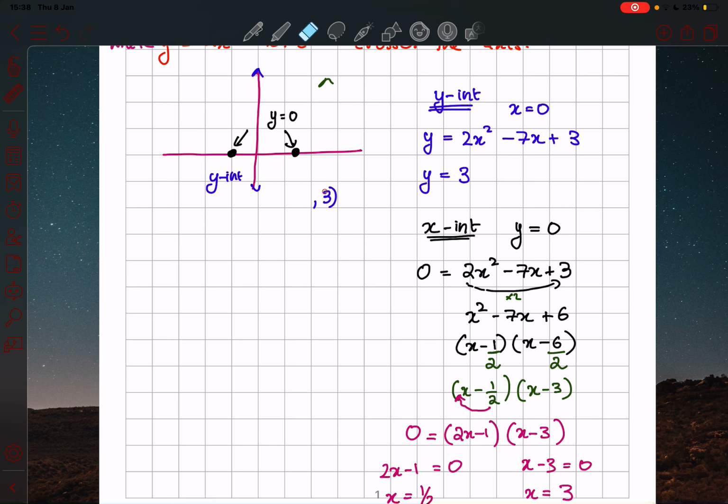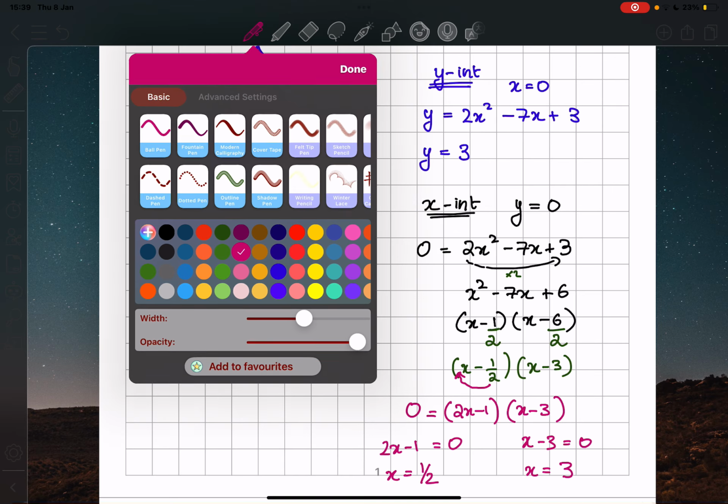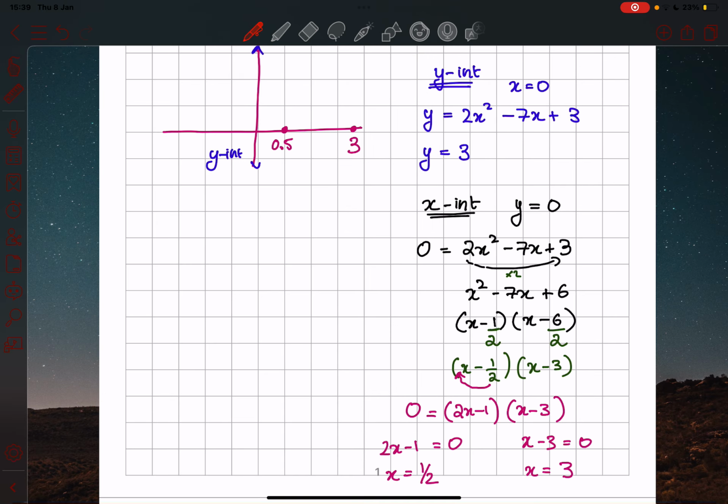Oh, my bad. That is not a positive 3. That is a negative 3. I was so stupid. Right, so we know one of the points is at a half and the other point is at 3. I'm just drawing rough sketches here. And then we know the y-intercept is at 3. So the curve would look something like that.